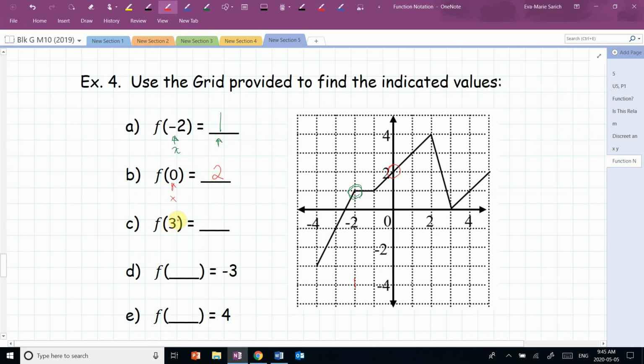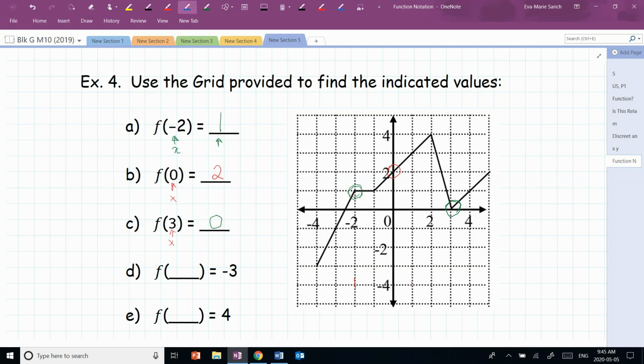All right, our third example, we're looking at f at 3, which means x is going to be 3. So x at 3 means we're going to go to the right, 1, 2, 3. There's our location right there. And it's on the y-axis. We don't have to go up or down, so our y is going to equal 0 there. Okay?